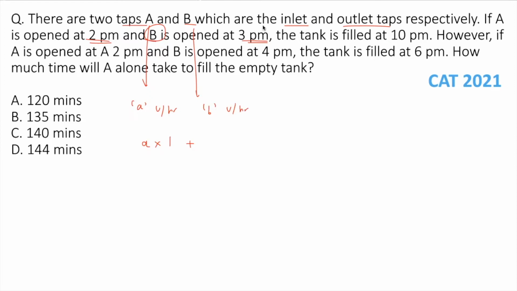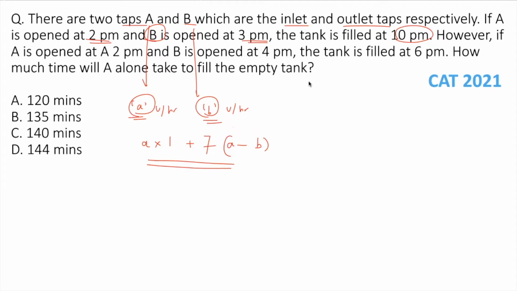B is opened. So from 3 to 10 p.m., when the tank is completely filled, we can say that the effective rate will be A minus B. The inlet will fill at the rate of A. The outlet will empty at the rate of B. So effectively the tank is filled at the rate of A minus B for 7 hours, right? This is the entire tank capacity.